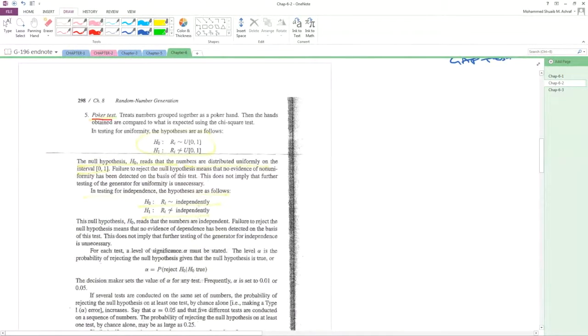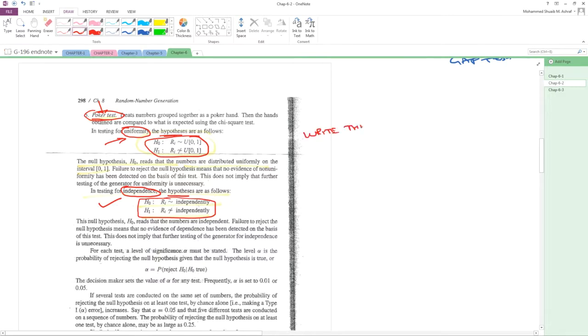Next is the poker test. As we discussed before, one is uniformity and one is independence. So in the exam there may be a question to write the hypothesis for the poker test for uniformity. Same for independence, you will write the hypothesis for the poker test. Any question like this.